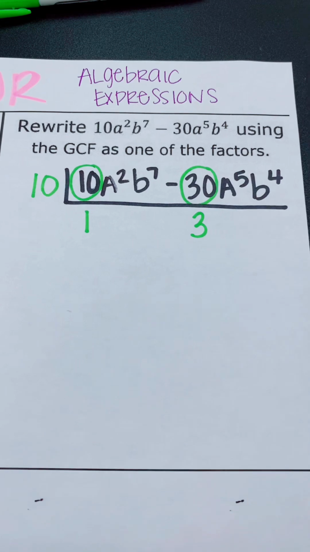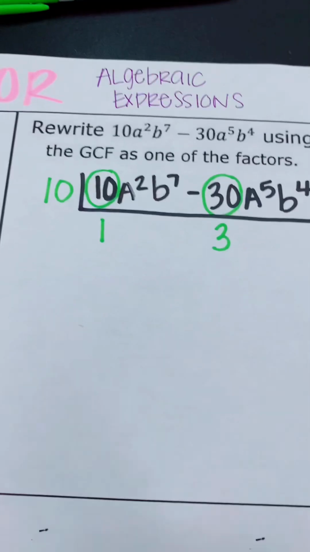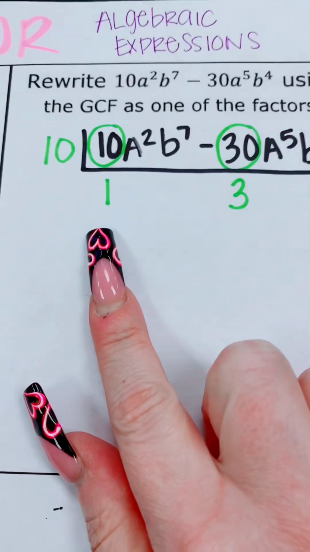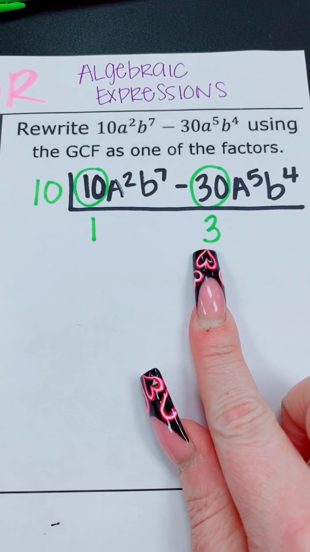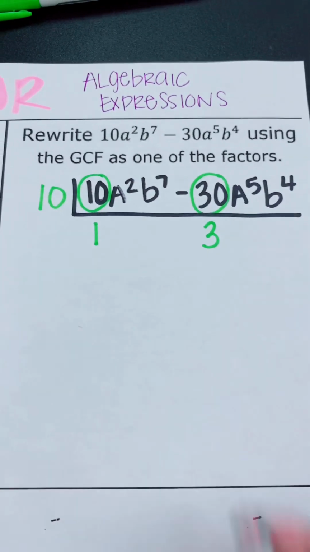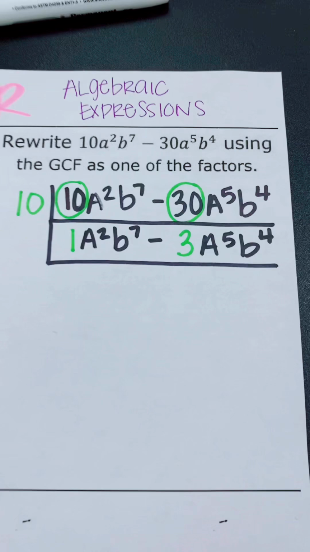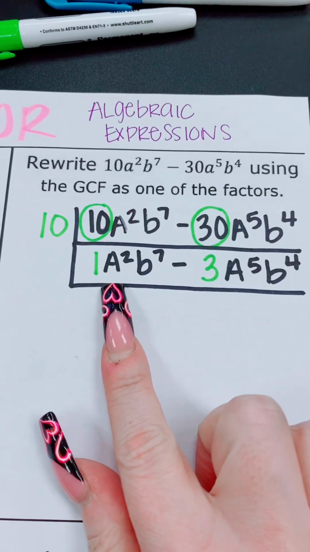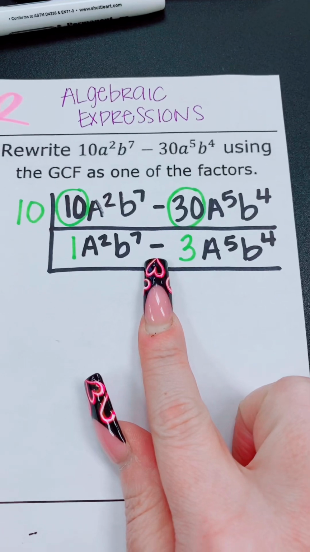I notice that they both end in 0 and I can take out a 10 this time. 10 divided by 10 gives me 1. 30 divided by 10 gives me 3. This time I found the GCF of the numbers on the first try, so my ladder will be a little bit shorter this time. I brought down the variables for each of the terms as well as the subtraction sign that goes with our expression.